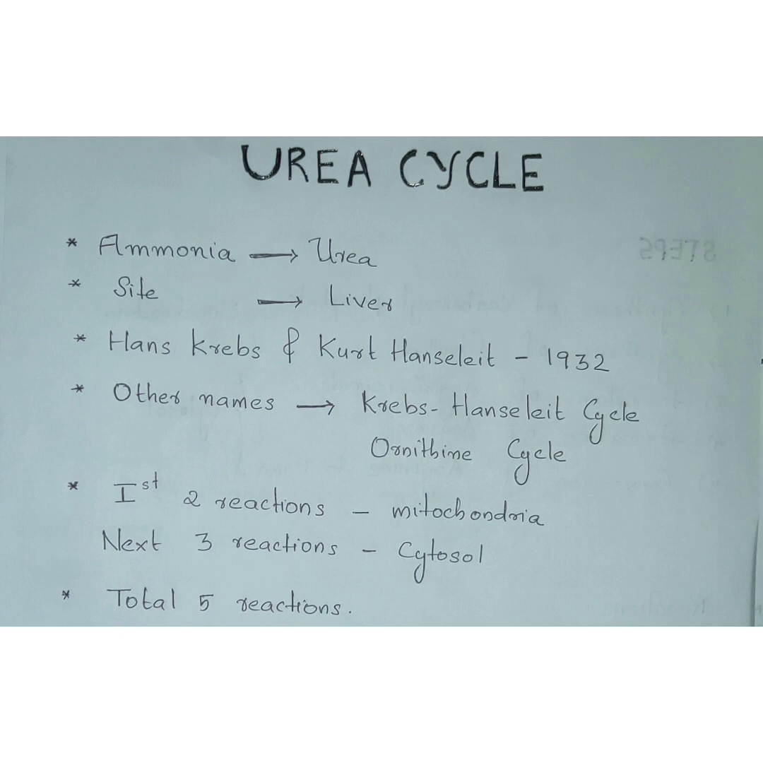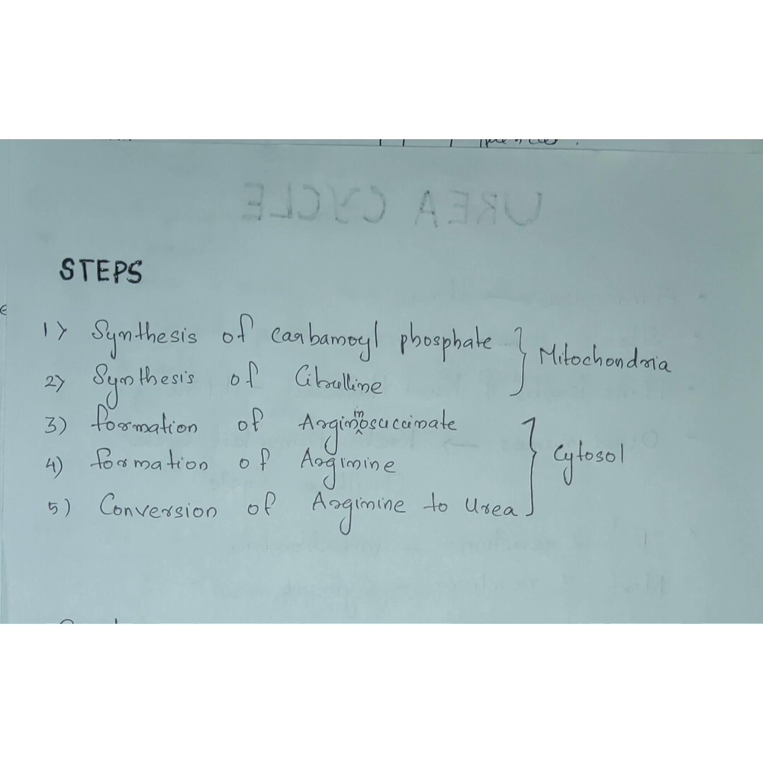Now let us look at the 5 steps of the urea cycle. The first step is the synthesis of carbamoyl phosphate. The second step is the synthesis or formation of citrulline. The third step is the formation of argininosuccinate. The fourth step is the synthesis or formation of arginine. And the last step is the conversion of arginine to urea.